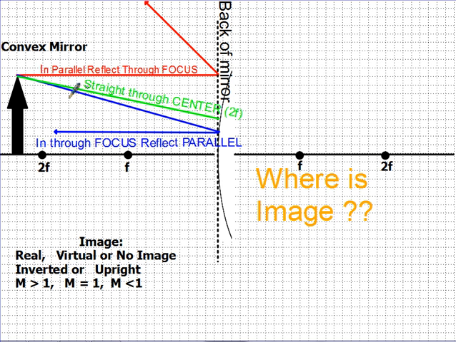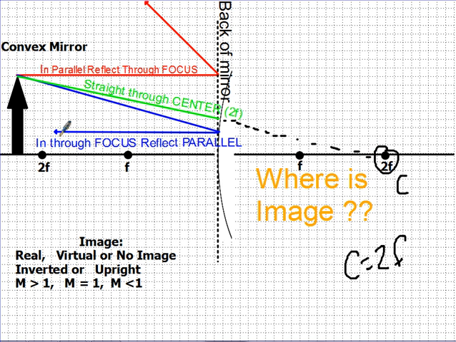Now, straight through the center of curvature. This is the center of curvature. Remember, the center of curvature is 2F. So put your ruler and line these up and just draw a straight line. As soon as you hit the back of the mirror, go on and make that dotted.